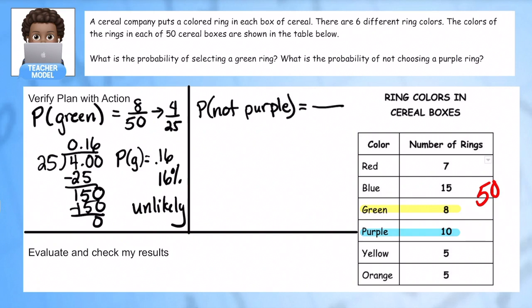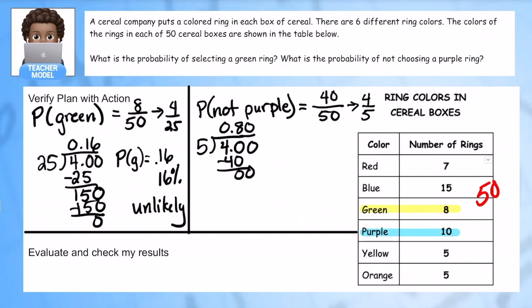Let's look at the second one, and we want the probability of not purple. So we know that again there are 50, and since I know there are 10 purple, that means the other 40 are not purple. And I'm going to simplify this to 4/5. So let's change that into a decimal. And 5 goes into 40 eight times. So the probability of not purple is equal to 80 hundredths or 80%. That's the other reason why I like going to the hundredths place. I didn't have to do any rounding in this one.